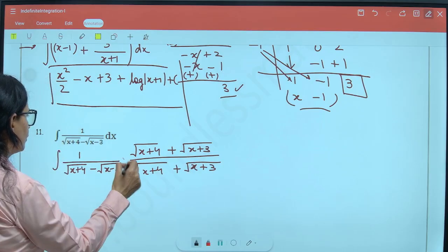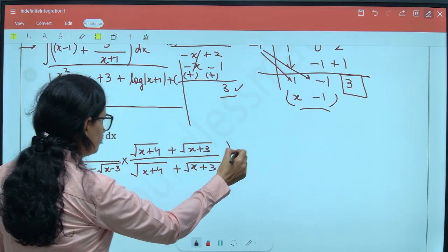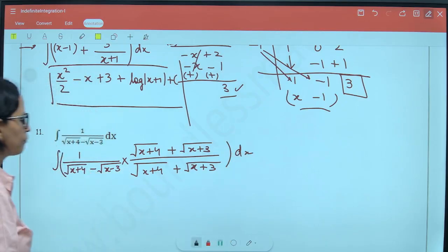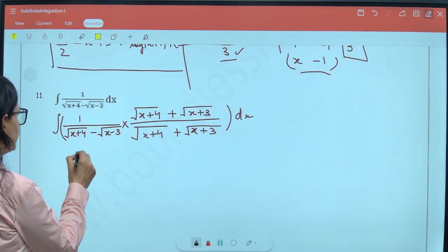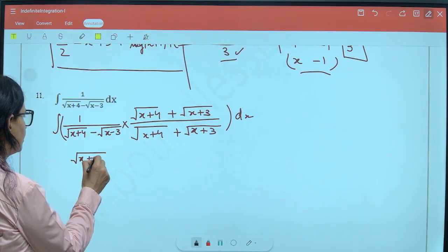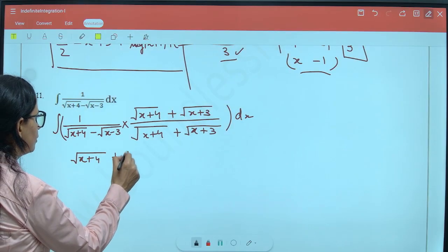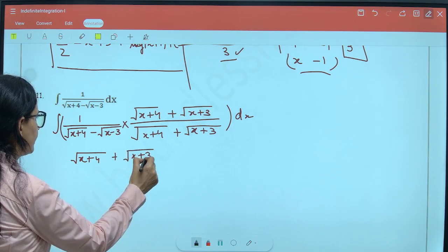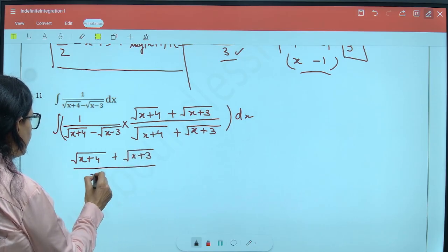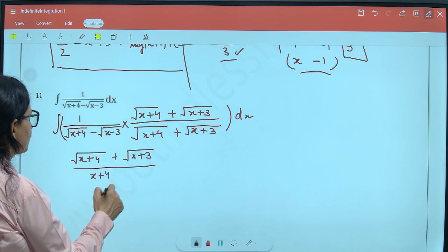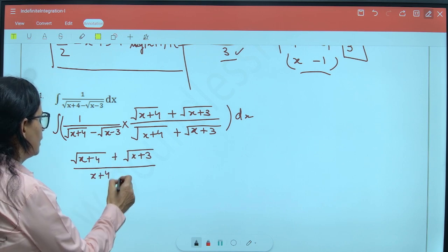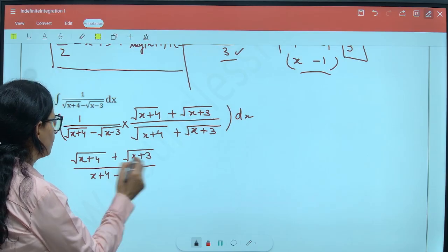So this is what you need to integrate now, right? Now the numerator is easy. Numerator is just the expression this. What is there in the denominator? a square minus b square. So a square is x plus 4 and b square is x minus 3. So it is minus outside. I'll just remove the brackets.